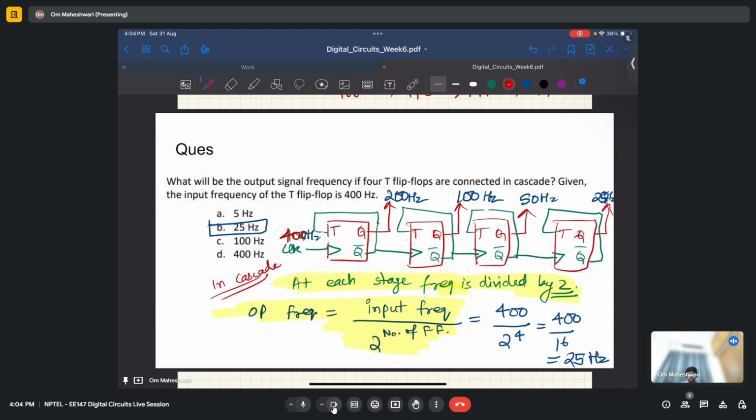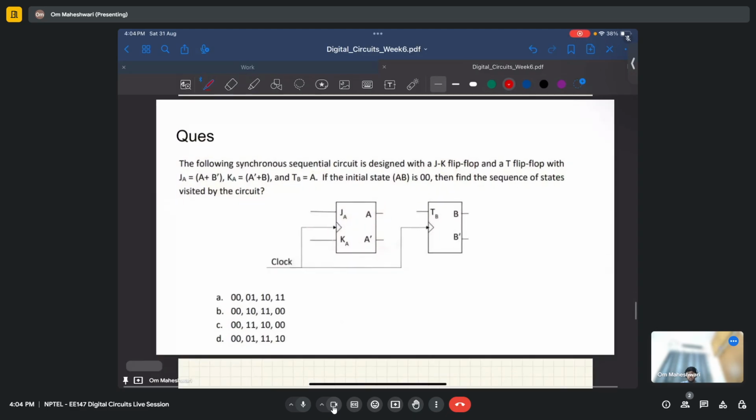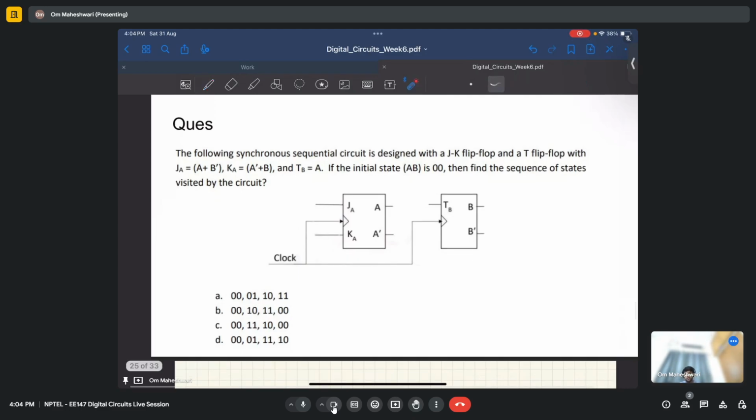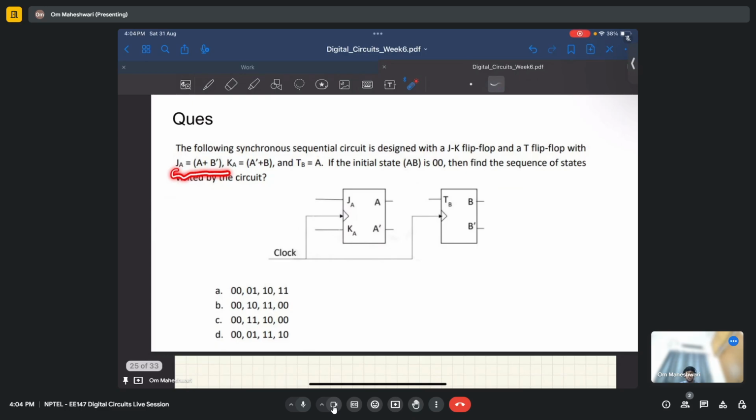Okay, let's see the next one then. The following synchronous sequential circuit is designed with a JK flip-flop and a T flip-flop with JA equals A plus B bar, KA equals A bar plus B, TB equals A. If the initial state of AB is 0, 0, find the sequence of states listed by the circuit. So you have to tell the next 3 sequence of states.